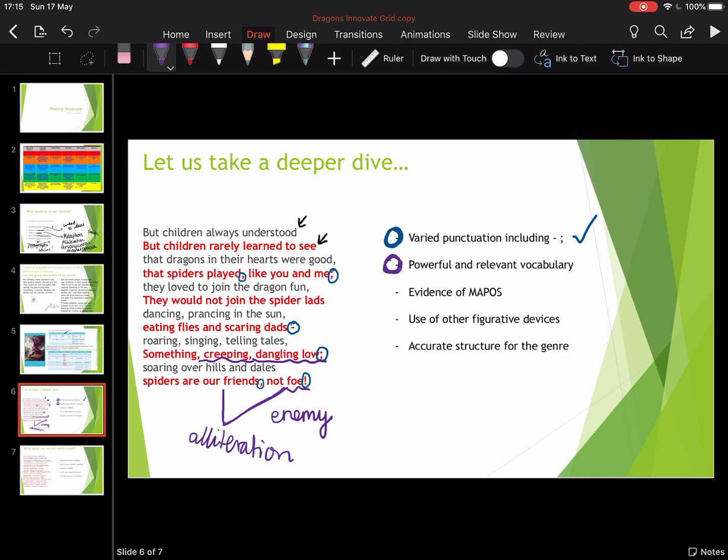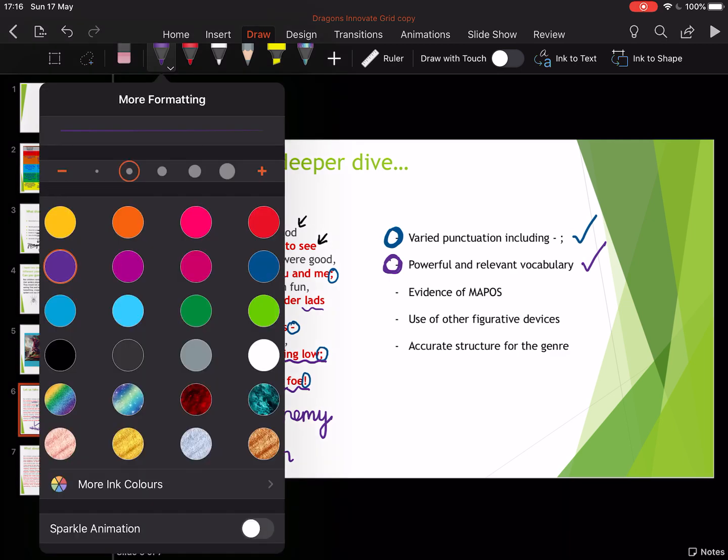Creeping is another nice strong one. Spider lads and dads. I think the fact that we've used lads because it works with the rhyming scheme that this particular author used is fab. But children rarely learned. This author hasn't just said they never learn to see. It's rarely learned. So I think they definitely deserve a tick there as well. I personally think for this person there's a bit of room for improvement for their vocabulary, but it's an excellent start.